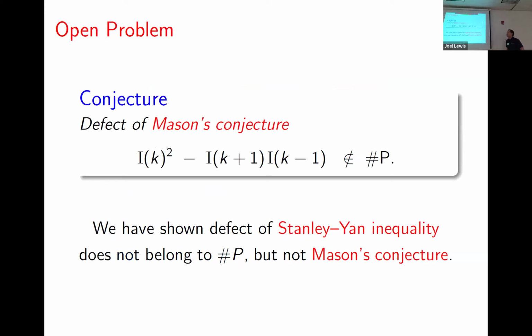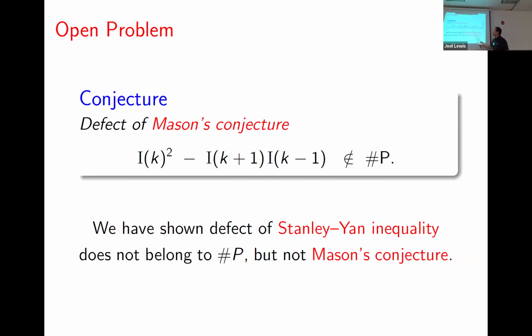Okay, if there are no questions, then let me finish with one open problem. This is actually the problem that we mentioned before. So far we can show that the Stanley inequality does not belong to #P. But if you make the inequality a little bit easier to prove, like Mason's conjecture, which we know is a special case of the Stanley inequality, unfortunately I still don't know how to show whether this number belongs to #P or not. We believe that this number does not belong to #P. Unfortunately, we still don't know how to prove that. All our techniques that prove the Stanley inequality fail, because of some technical obstruction, to prove that this difference in Mason's conjecture is not in #P.